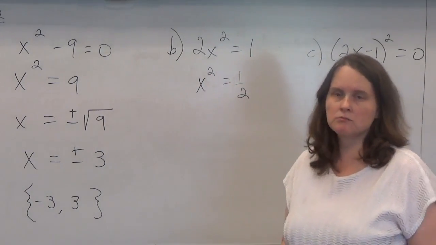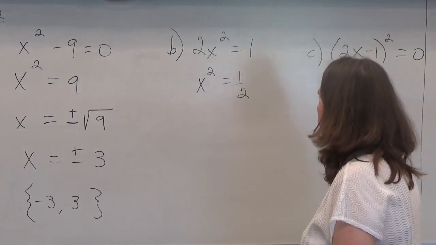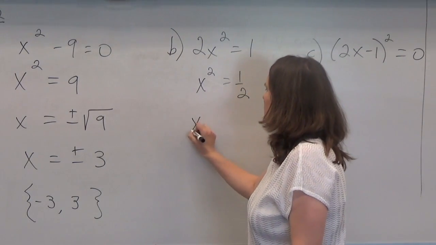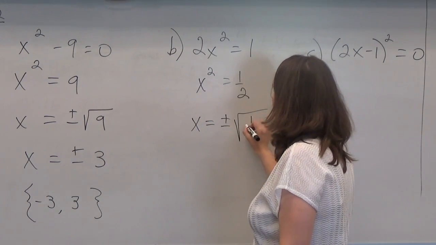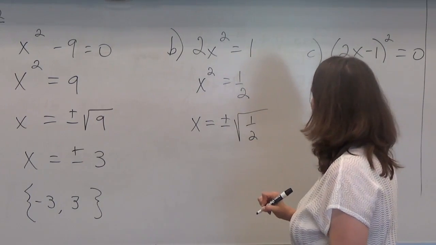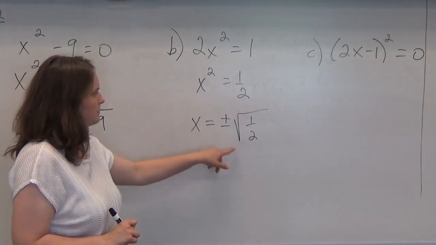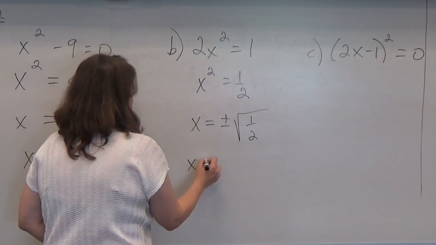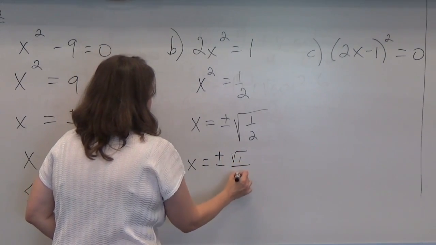Yes, you have a fraction, but it's okay. It's not going to be that bad. Go ahead and take the square root of both sides. So you'll have x equals plus or minus the square root of 1/2. The square root can be broken apart. So we have x equals plus or minus the square root of 1 over the square root of 2.